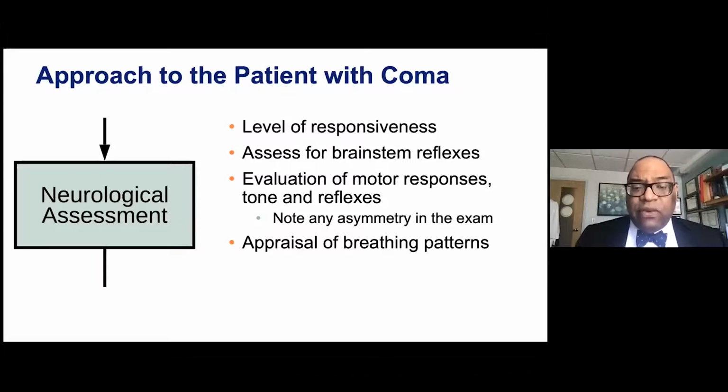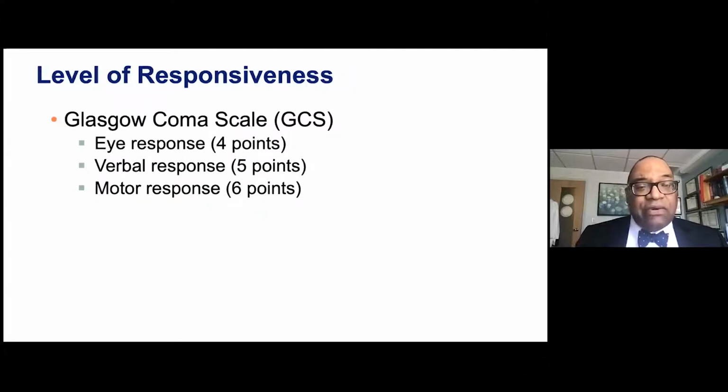We will review issues of the brainstem examination. We'll go through those in detail. And we'll look at the motor examination and tone and see if there's any asymmetry, because asymmetry does help with localization. If they're moving one side of the body more than the other, that's important to know about. And we also pay attention to breathing. Breathing is also very helpful with localization of the neurological injury.